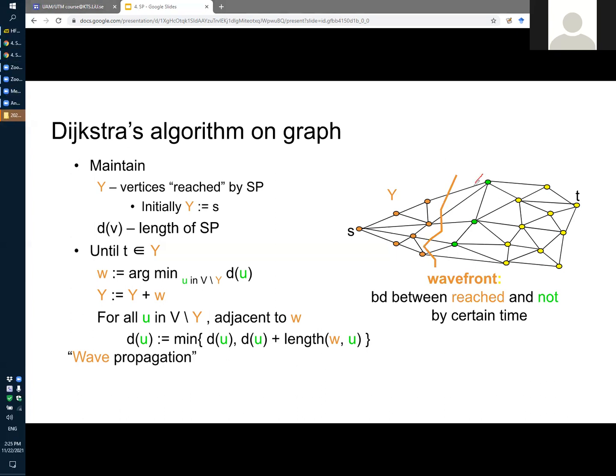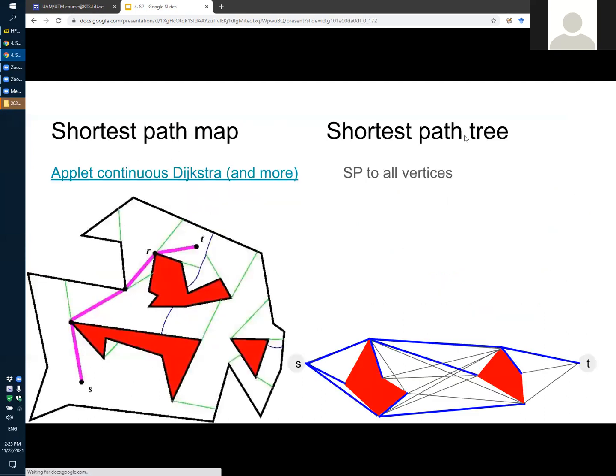And you have these vertices close to the frontier, and one of them will be reached next. That's the one with the minimum label, and then its label gets updated, and the wave propagates further, and so on and so forth, until the wave reaches the target, or until it goes through all vertices in the graph. So Dijkstra's algorithm is this wave propagation. When we speak about wave propagation in a discrete setting, it may or may not make much sense. I was trying to really show you how this wave propagation may look.